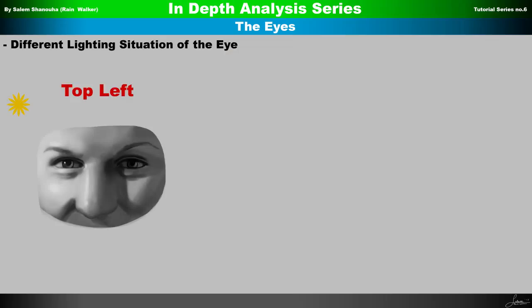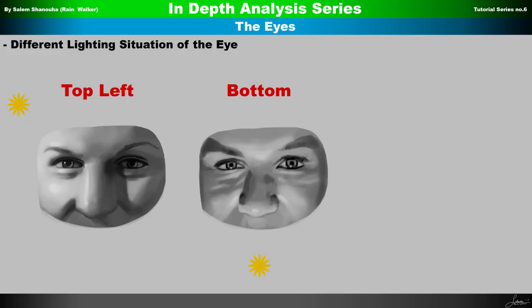Now here you can see the top left light affecting the face, showing the right side mostly in shadows except the lower eyelid, while the left side is mostly in light except the corners and underneath the upper eyelid. While in the case of bottom light, it shows the highlight on the lower lids and casts shadow inside the eye from the bottom and the shadow of the eyelashes on the top eyelid.